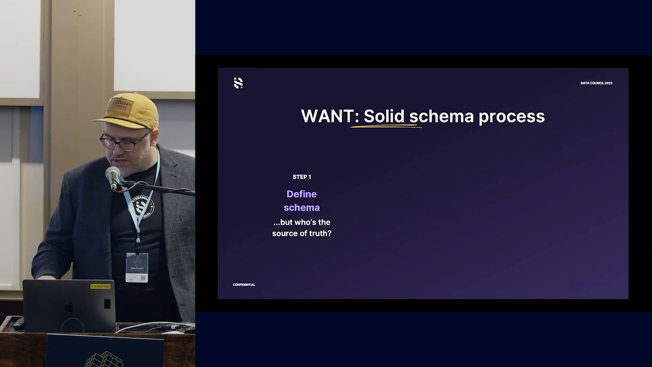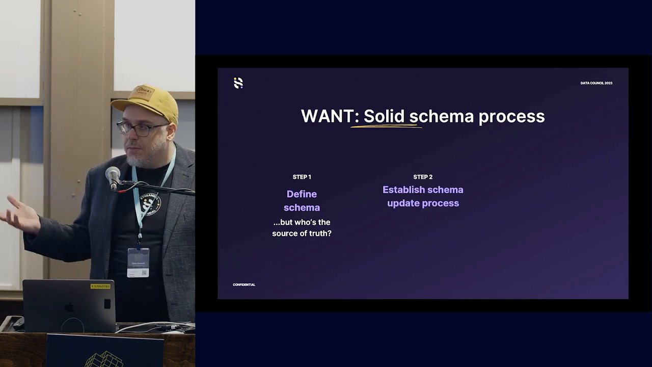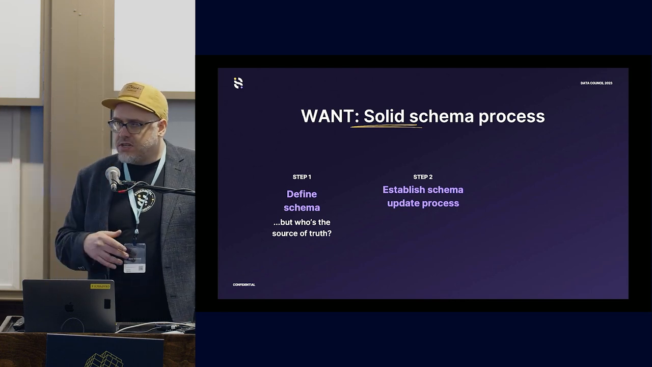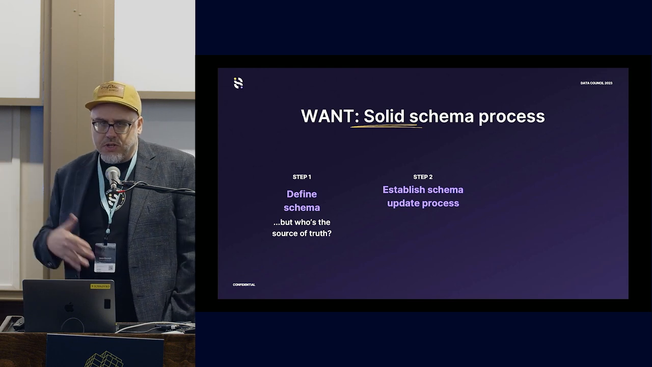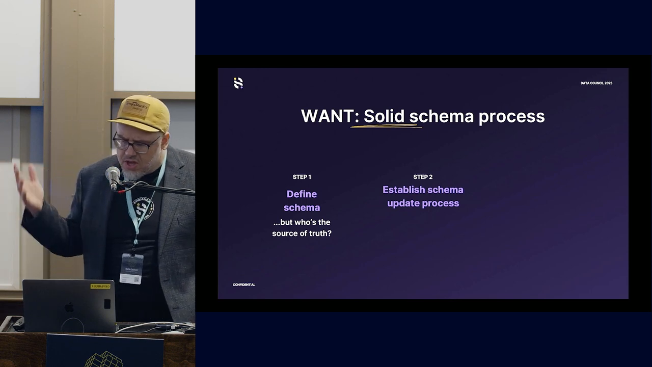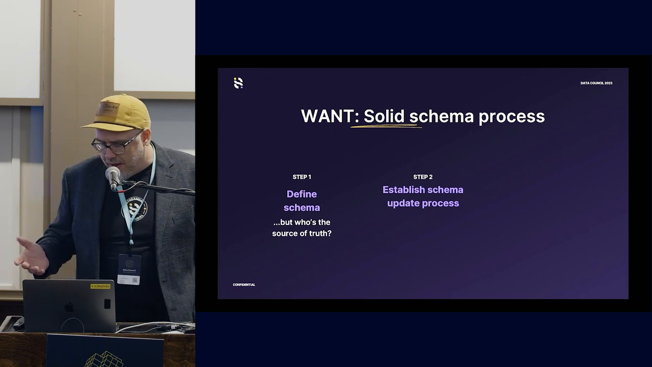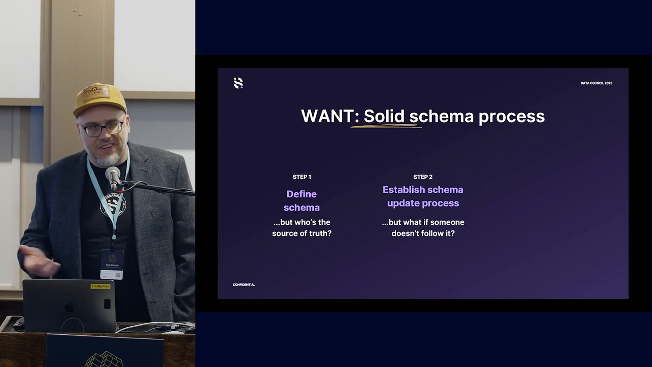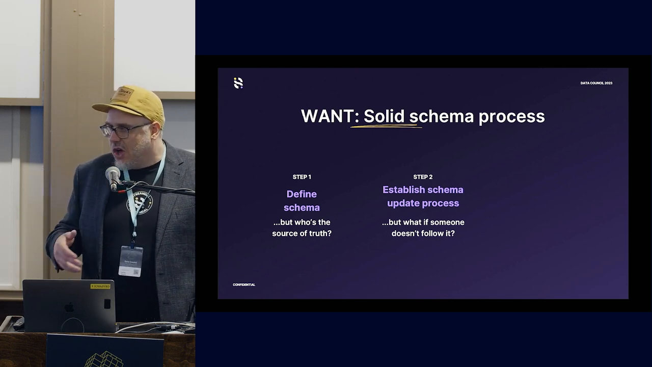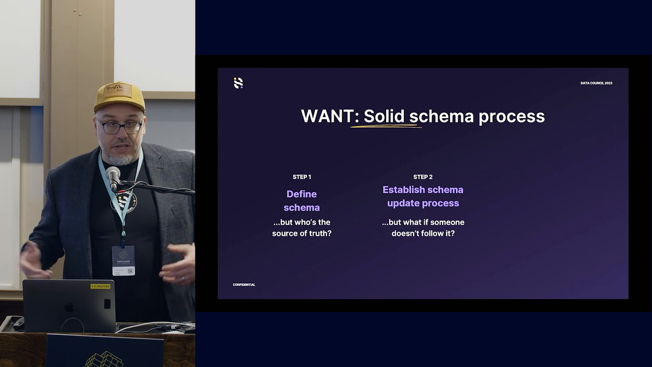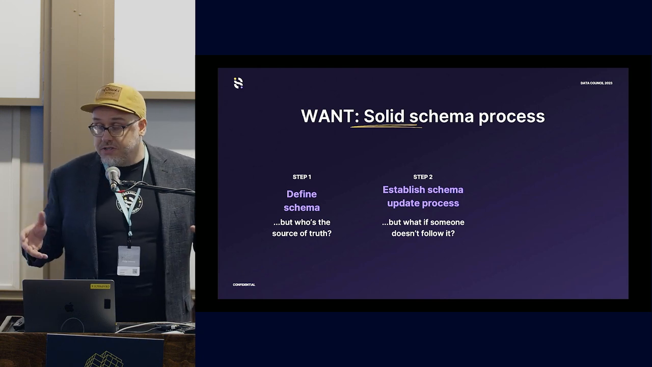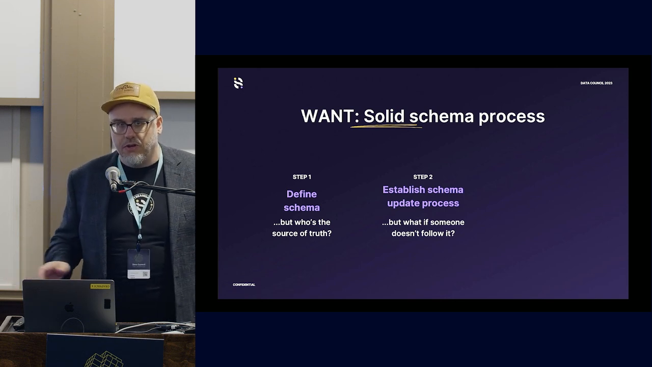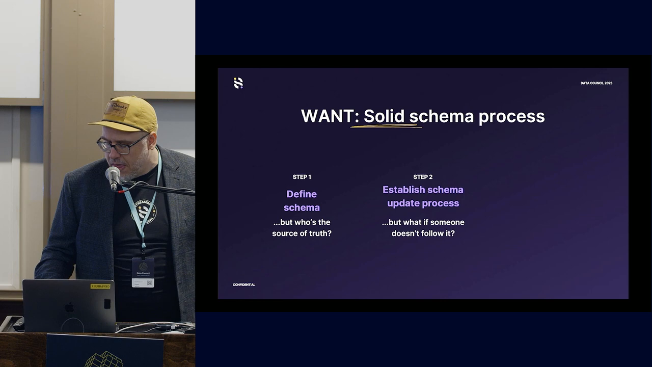Cool, so step two would be that you establish a schema update process, right? You would send out a company email or an all-Slack message, and there's a bunch of architects that decide that we're going to do schemas this way. But there's still a possibility that somebody's not going to follow it. You haven't maybe realized yet that it requires seriously wide adoption across the entire org, and it's a really difficult thing to do in the first place, especially if you have a super large org.